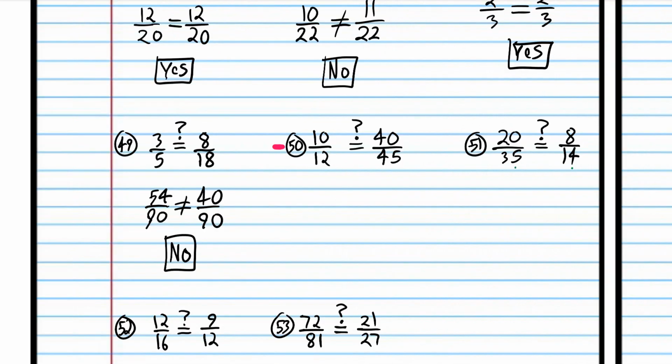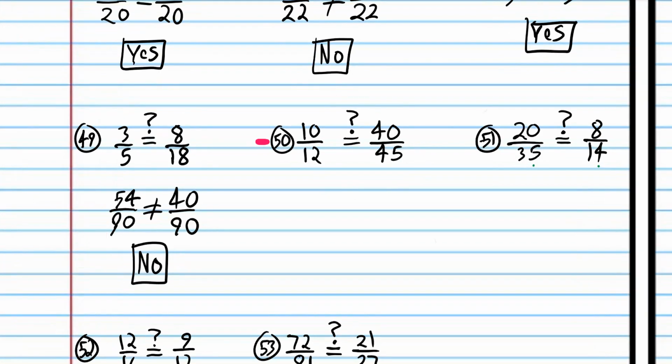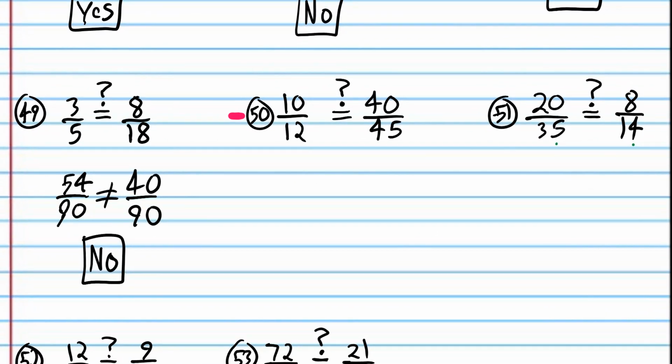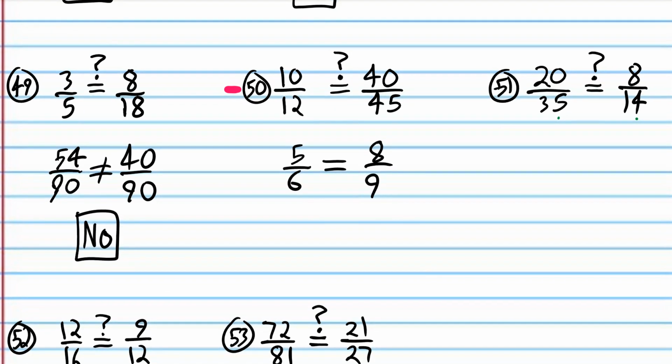Number 50 is a little different because we can actually reduce both of these fractions. So let's try that together. I'm going to divide both sides of this fraction by 2 to get 5 over 6. I'm going to divide both sides of this fraction by 5 to get 8 over 9. So now we have numbers in lowest terms. But now we have to kind of go backwards and make the numbers big again.